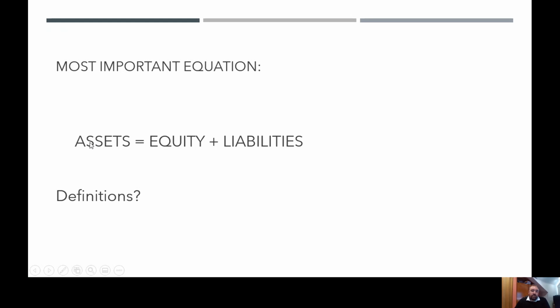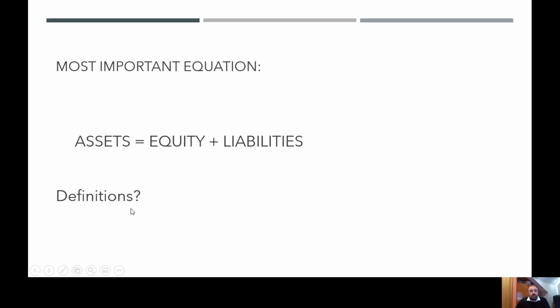So a quick example of that: an asset would, for instance, be a motor vehicle. Now, there's two ways that you can buy a motor vehicle. You can either buy it through money that you've made already, which means it's through equity, or you can buy it on finance, which means it's liabilities. But basically, it comes down to your assets will always equal your equity plus your liabilities.